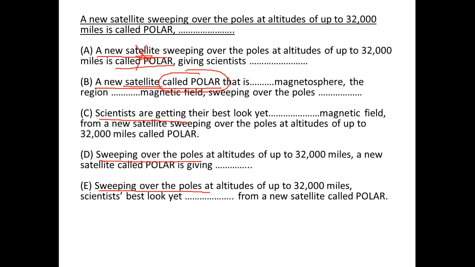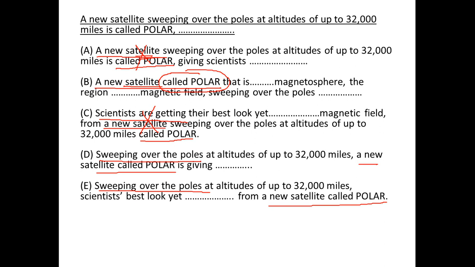In B it is fine. In C it says called Polar, again it is not touching a new satellite, that is wrong. A new satellite called Polar, this is fine. A new satellite called Polar, this is fine. Now we're left with three choices.